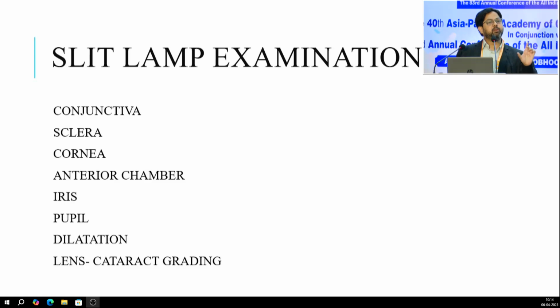If the patient is dilating only 4 mm with all your pharmacological agents, it becomes important. You might need a pupil expansion device. You might need iris hooks. You might need rings for that matter. And do document as to how much the patient is dilating.